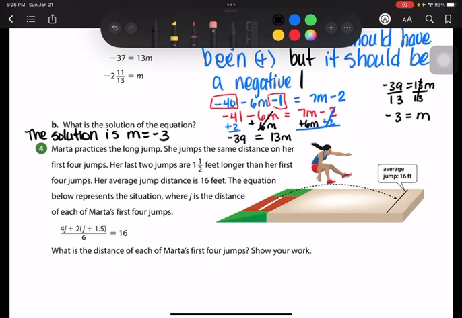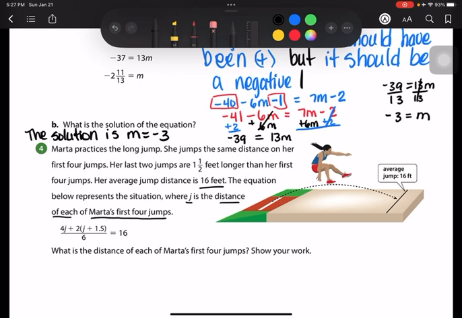Number 4 says that Martha practices long jump. She jumps the same distance on her first 4 jumps. Her last 2 jumps are 1 1/2 feet longer than her first 4 jumps. Her average jump distance is 16 feet. The equation below represents a situation where J is the distance of each of Martha's first 4 jumps.